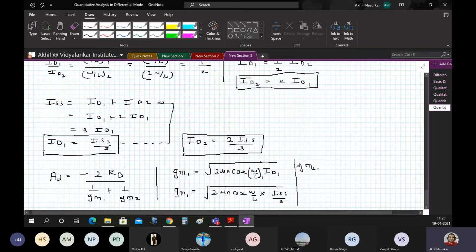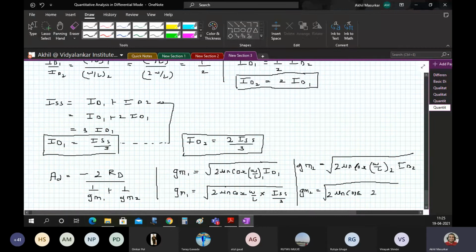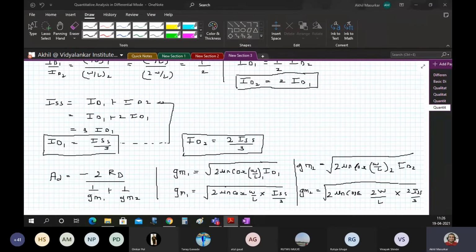Similarly, GM2 is equal to root of 2 mu n cox w by L, this time it will be w by L2 into ID2. Now w by L2 is how much? W by L2 is twice of w by L. So GM2 is equal to root of 2 mu n cox 2 w by L, and ID2 is 2 times of ISS by 3. So now we have to find out what the values are in terms of this.